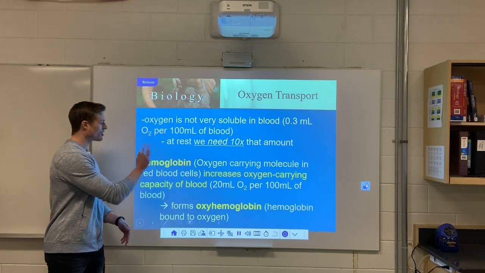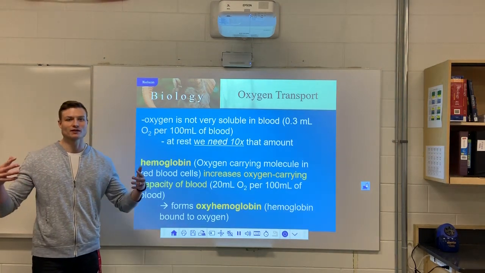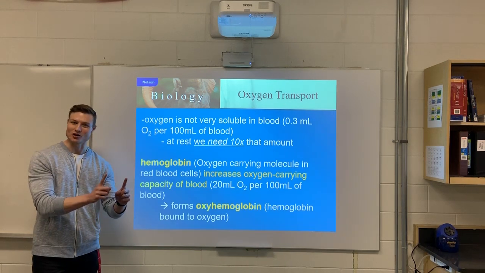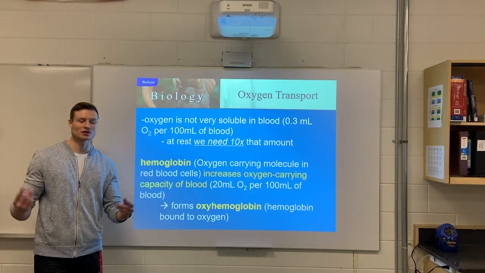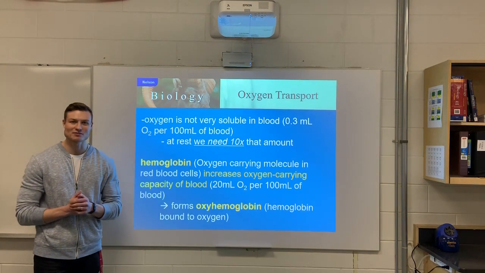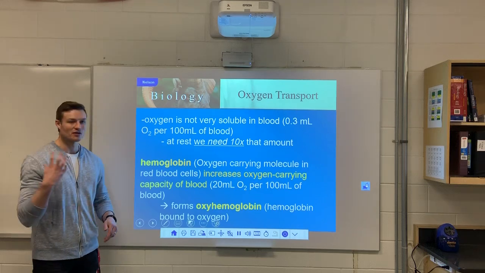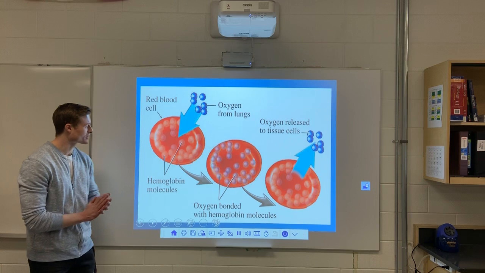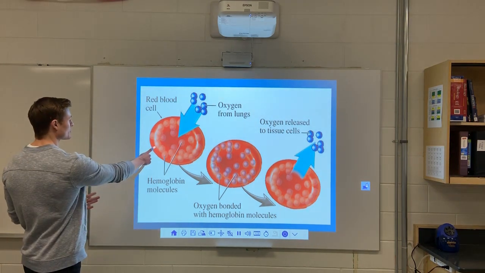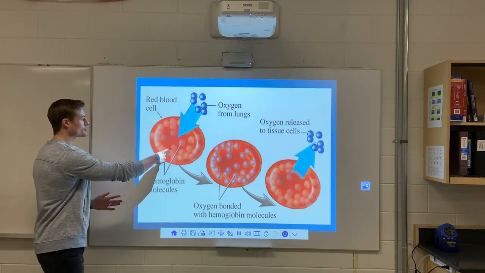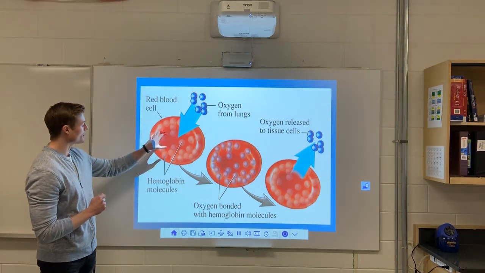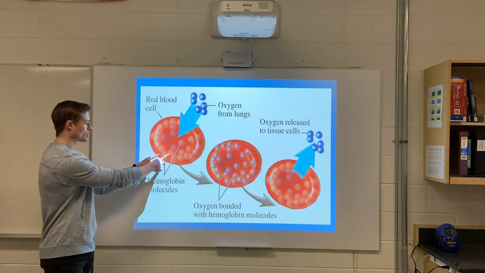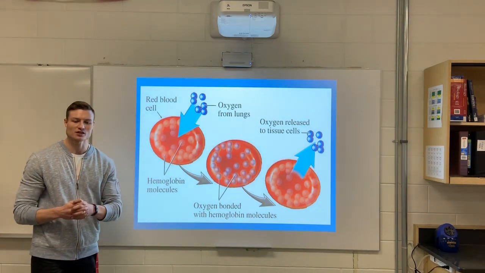Now, when oxygen and hemoglobin combine, they form a compound called oxyhemoglobin. So oxygen plus hemoglobin gives you oxyhemoglobin. This would be oxygen bound to hemoglobin within those red blood cells. So let's take a look here. Here's what a red blood cell looks like. Oxygen from the lungs is going to diffuse into the blood plasma and then bind to these little red discs, these red blood cells. And it's the job of these hemoglobin molecules to bind to that oxygen.